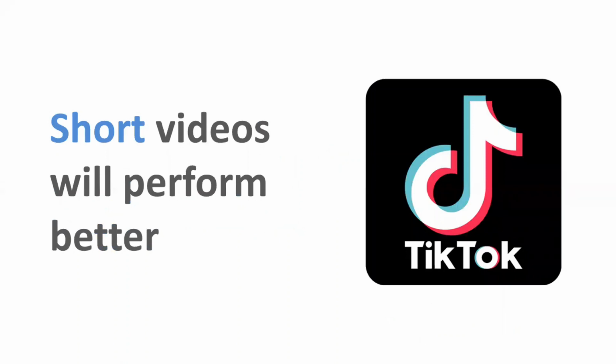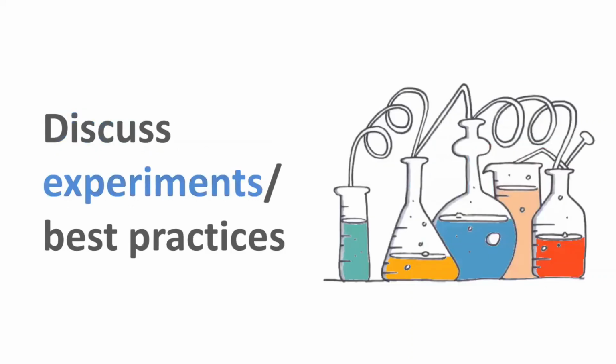We can see that with platforms like TikTok, the shorter videos are actually performing better, just because the attention span of our audiences is going down over time. And so if you can be straightforward, something that's very simple, very direct, you're going to have a better outcome by shortening the videos. So what do we talk about?